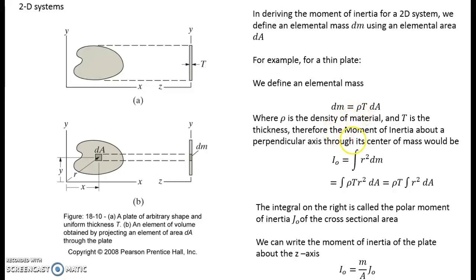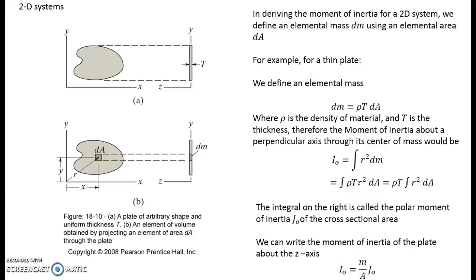So then we can rewrite the moment of inertia. Instead of having the integral of r squared dm, now we're going to substitute rho t dA for the dm, and we get something like this down here, which would be the integral of rho t r squared dA. Let's check out what this is all about again.